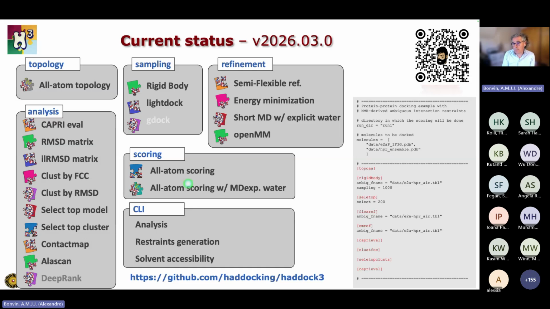The definition of the workflow is quite simple, so it's a YAML format or TOML format actually, where you define the modules that you need. So this is a workflow that will reproduce what the HADDOCK server is doing, and you just need to define the parameters that you want to change. You don't need to touch the default ones. So that's quite a simple input in principle.